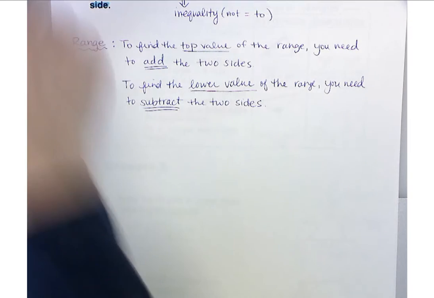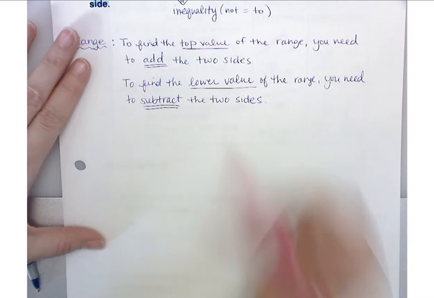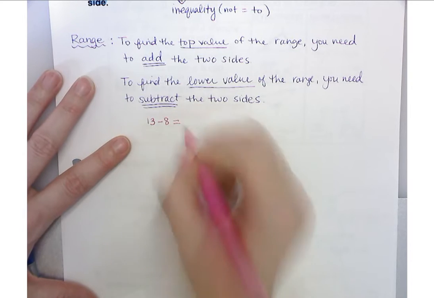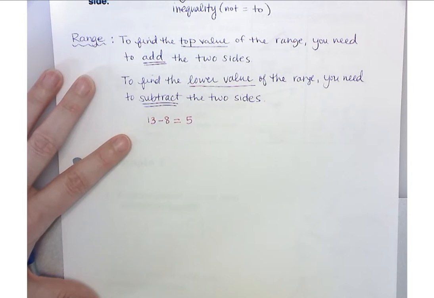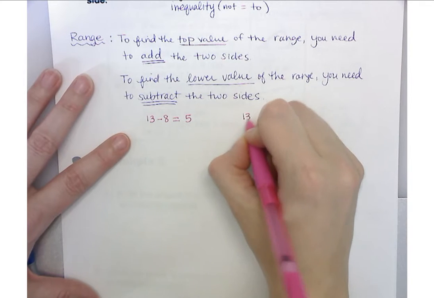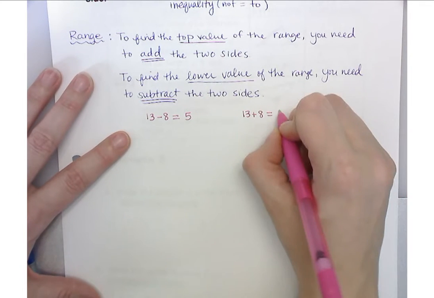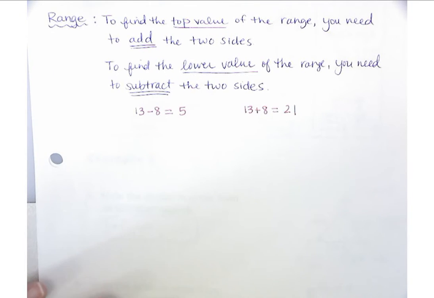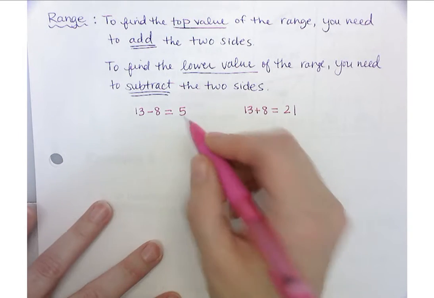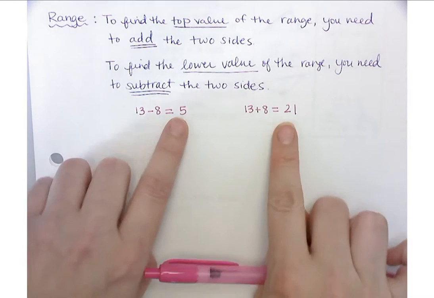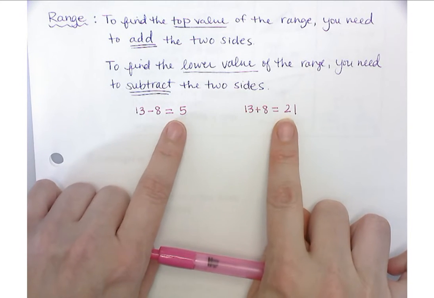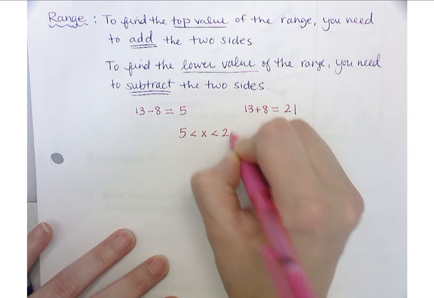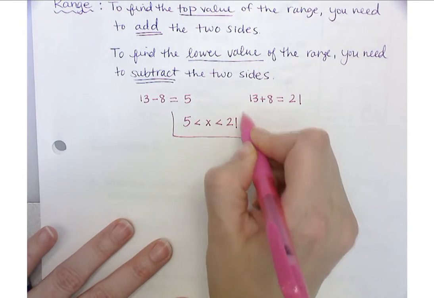All right, so let's do this. If we find the lower value, we're going to have to take 13 and subtract 8, which would give us 5. Yep. And then if we add them together, 13 plus 8 would be 21. So this is how you're going to write the range. I'm going to show you, and then I'll give you a general form that you'll always write it in. So what you're trying to say is that the sides have to be between these two values. The way we say that with symbols is 5 is less than x, which is less than 21. That would be your inequality.